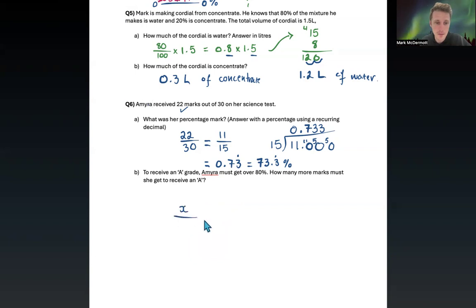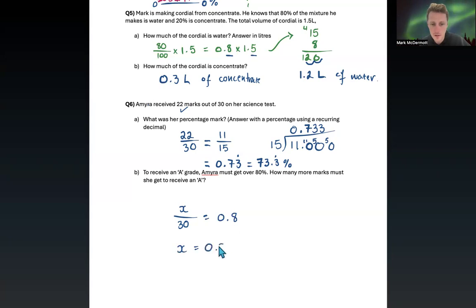So she has to get some mark out of 30. So we're going to call that some mark that she gets out of 30. And that needs to be greater than 0.8, right? So what we can do is we can say something needs to be greater than 0.8. So let's just let it equal 0.8. And so then let's work out what score she must get to get 80%. And then we can round it up as we need. Anyway, so this is how I would do it. So something divided by 30 equals 0.8.